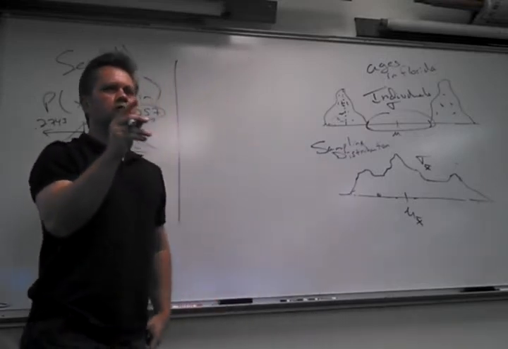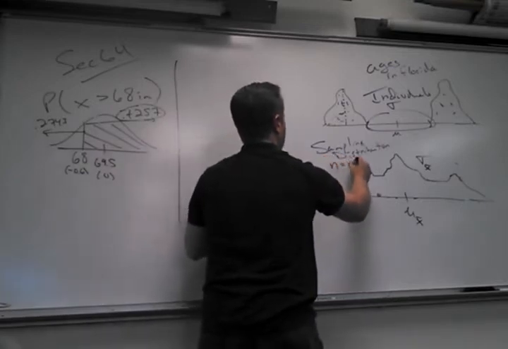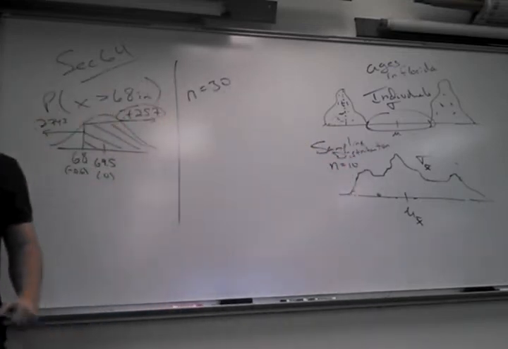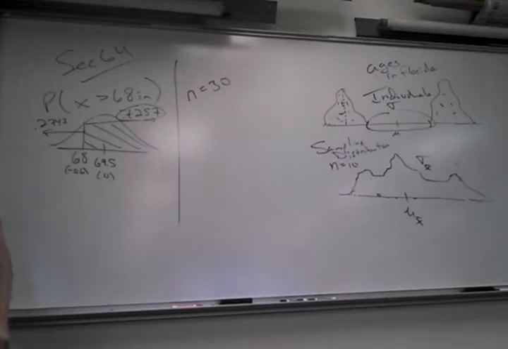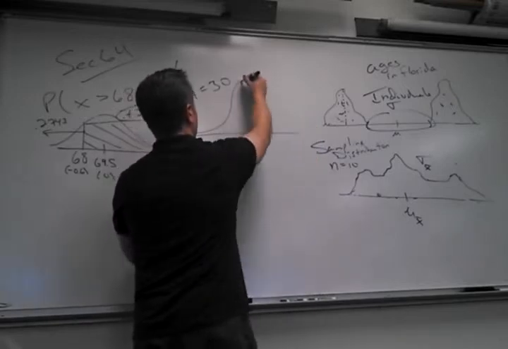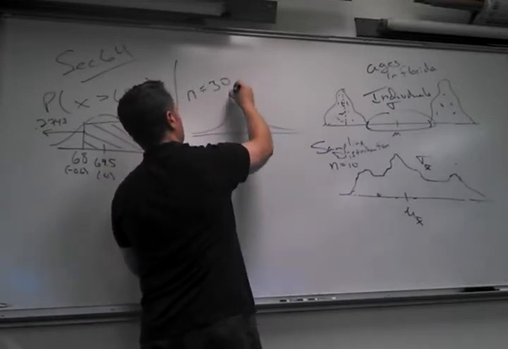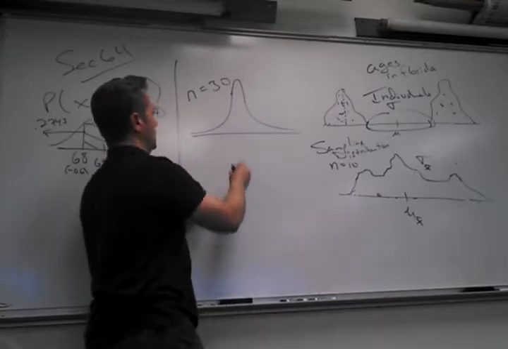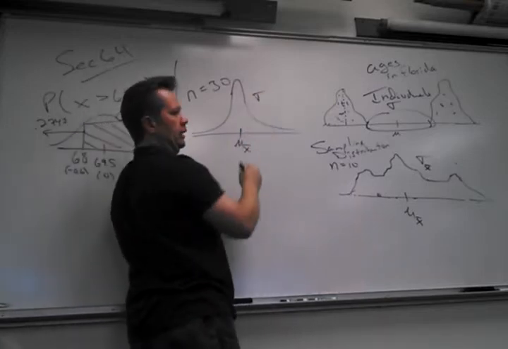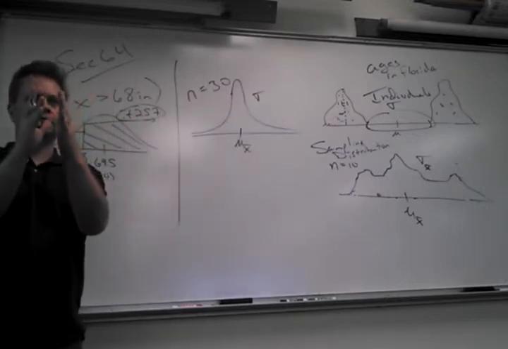What's interesting is that this is for n equal to 10. If I get n equal to 30, no matter what the distribution looked like before, I'm almost guaranteed, and this will work for most distributions, that when I hit n equal 30 my distribution will suddenly look like that. This is the old mean. The standard deviation now is really, really tiny.